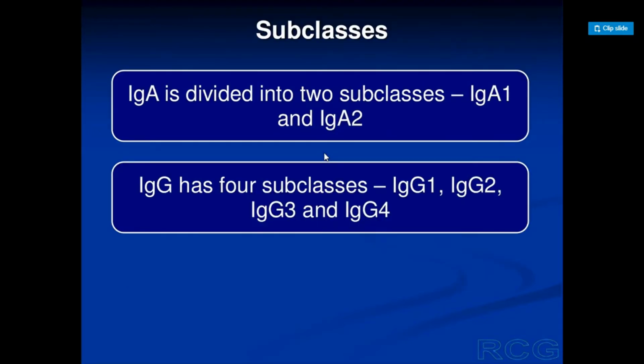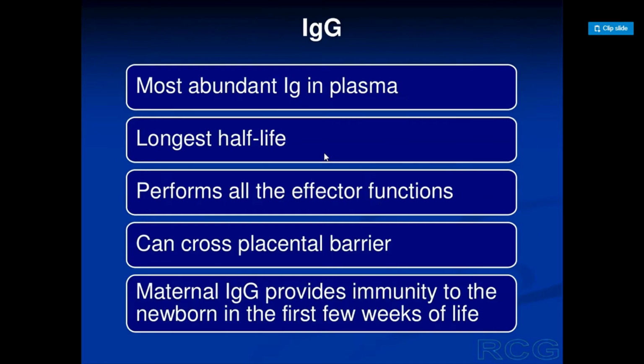Then there are also subclasses, such as IgA is divided into 2 subclasses, IgA1 and IgA2, and IgG has the 4 subclasses, IgG1, IgG2, IgG3, IgG4. And IgG is the most abundant immunoglobulin in the plasma, having the longest half-life, and it performs all the effector functions and can cross the placental barrier also. The maternal IgG provides immunity to the newborn in the first week of life.